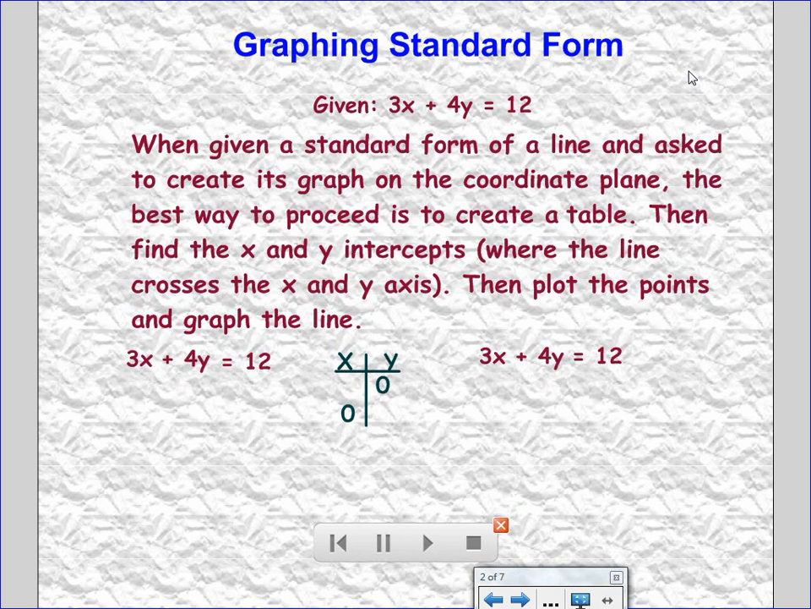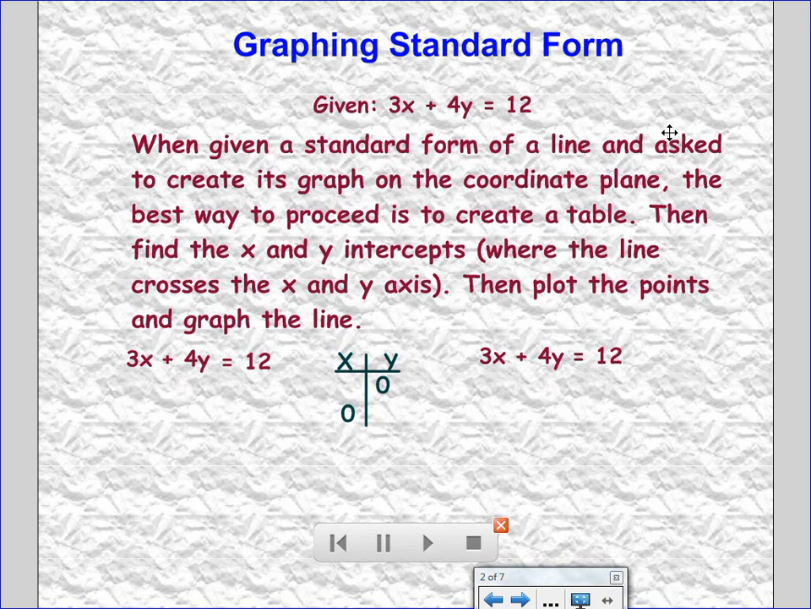When given a standard form of a line and asked to create a graph on the coordinate plane, the best way to proceed is to create a table, then find the x and y intercepts. Where the line crosses the x and y axis is the x and y intercepts. This is easier because what I call the zero out format is easier for calculation. Then you plot the points and graph the line.